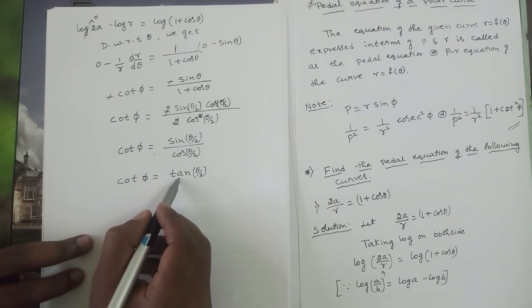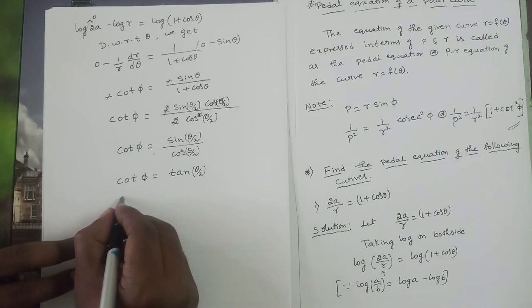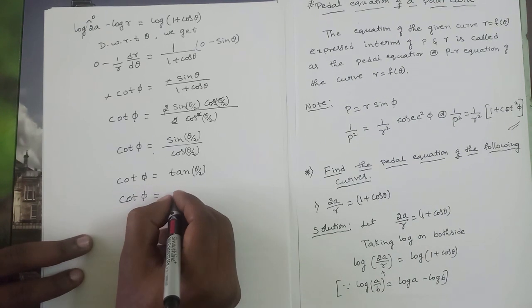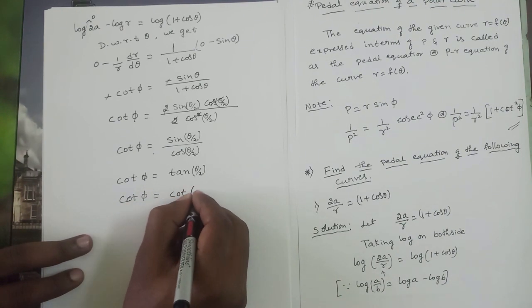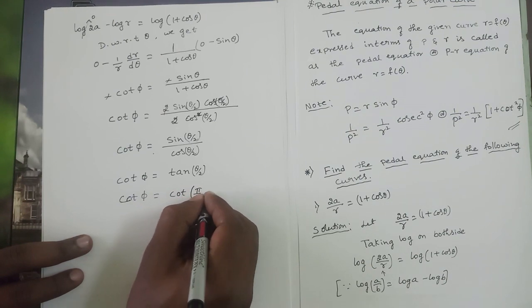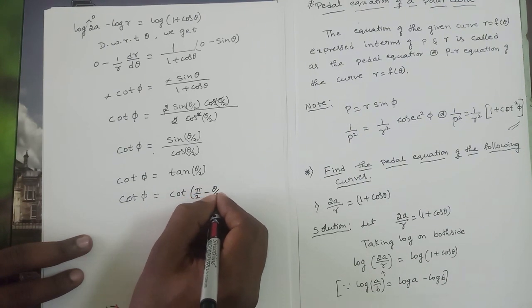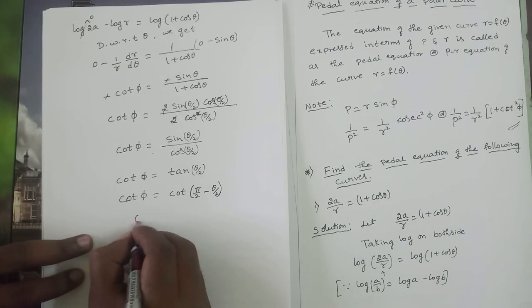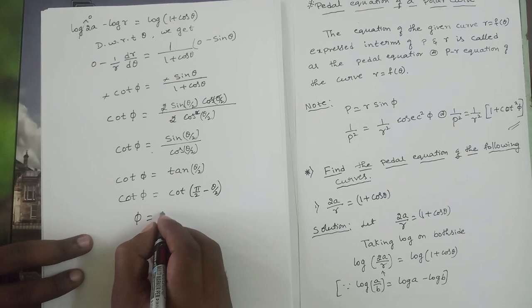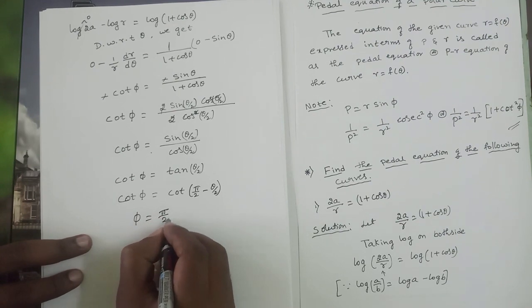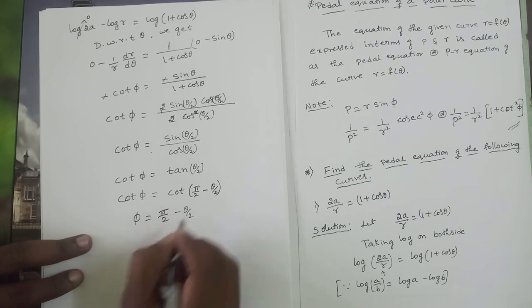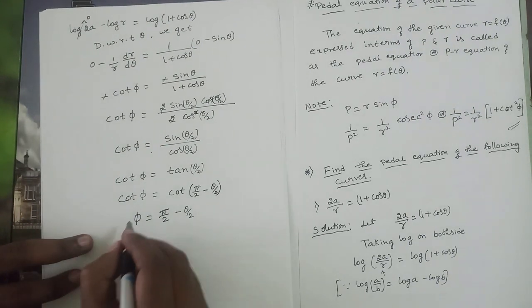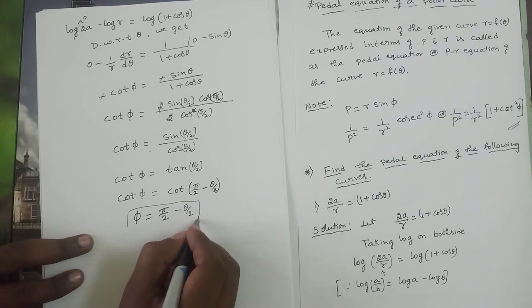So convert tan into cot. Cot phi equals cot of pi by 2 minus theta by 2. So cot is eliminated, and we get phi equals pi by 2 minus theta by 2. So this is not your answer. What should the answer be?